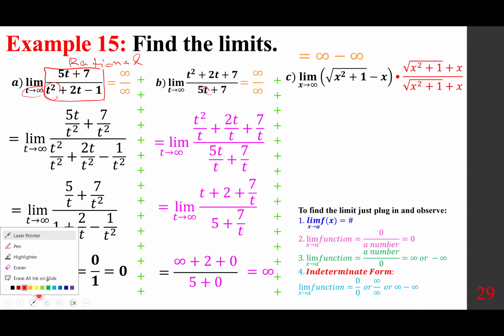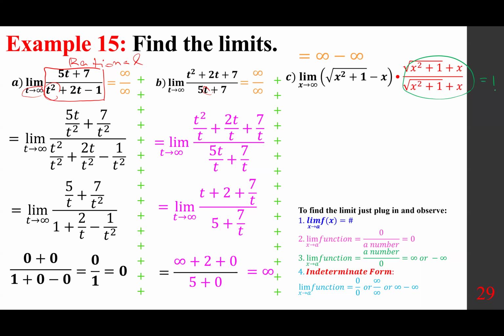This expression, because the top and the bottom are identical, equals 1, and you can do that. And we use the fact that (a - b)(a + b) is a squared minus b squared. So we use the conjugate, and we use the fact that (a - b) times (a + b) is a squared minus b squared. So what happens? Let's find out.